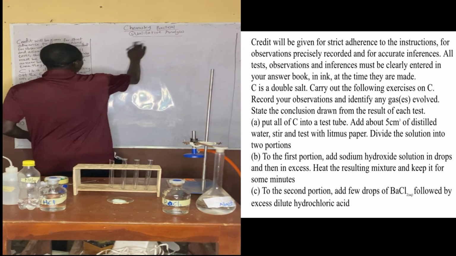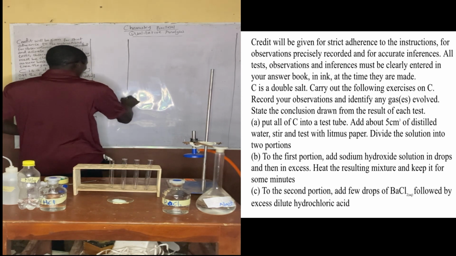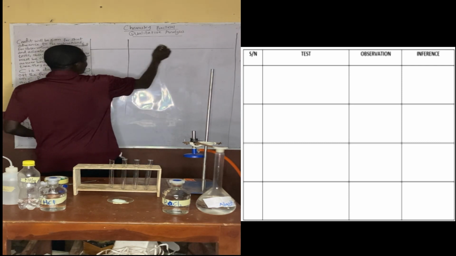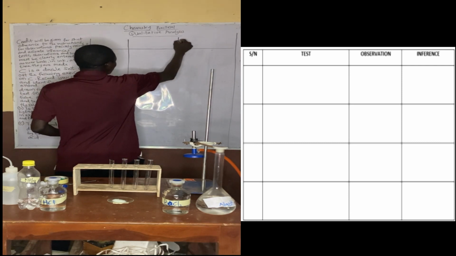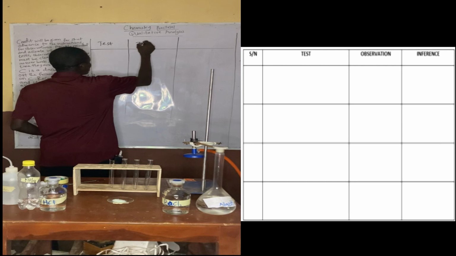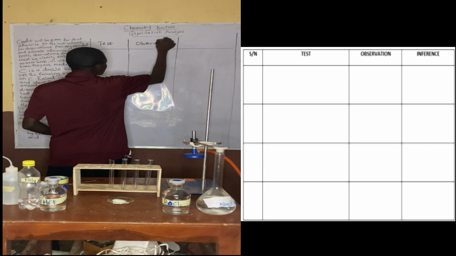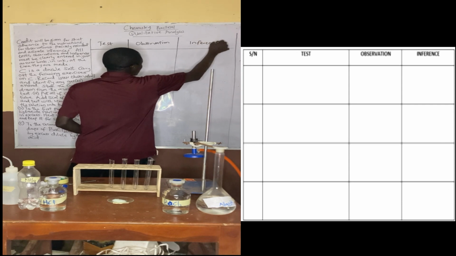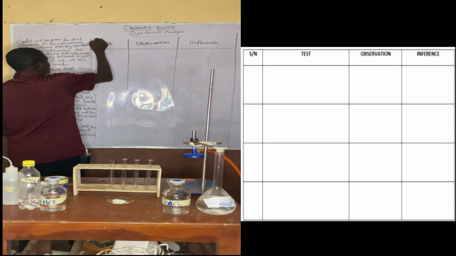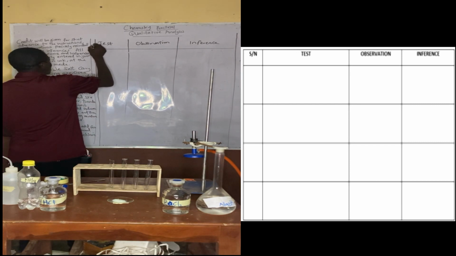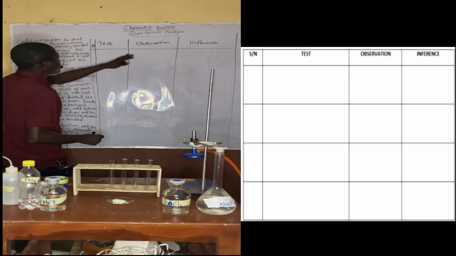Now look at this. Let me first draw the table out. We have the table itself. We have a column here for the test, one for the observation, and one for the inference. You can as well put a serial number here, SN, for proper numbering. So now we have test, observation, and inference.